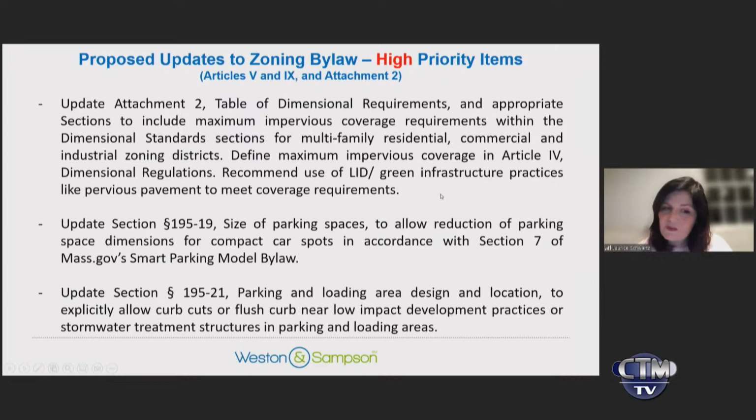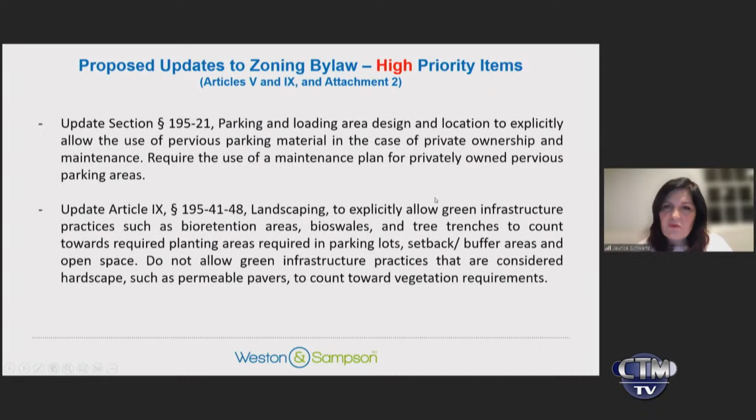The last item is related to what we talked about previously about the curb cuts and flush curbs, enhancing and expanding on that language a little bit as it relates to accommodating low impact development practices and green infrastructure. Moving on to a few more updates on high priority items under the zoning bylaw: updating the zoning bylaw to explicitly allow the use of pervious parking material. In the case of private ownership and maintenance, I believe right now it is allowed, but it requires a permit. So we're seeing if the board would want to streamline that process a little bit, but require the use of a maintenance plan for any privately owned pervious paving areas.